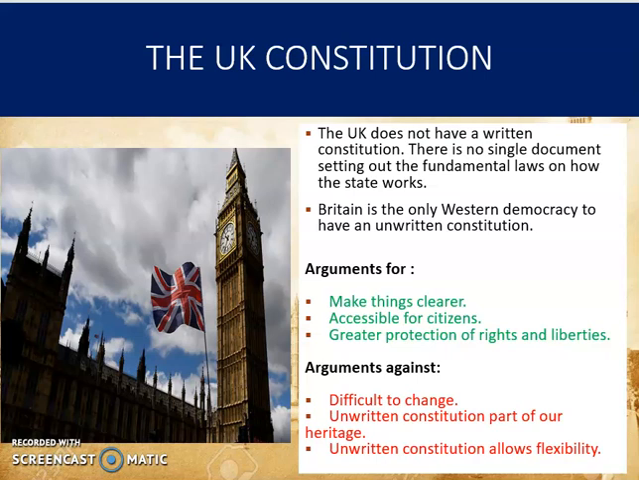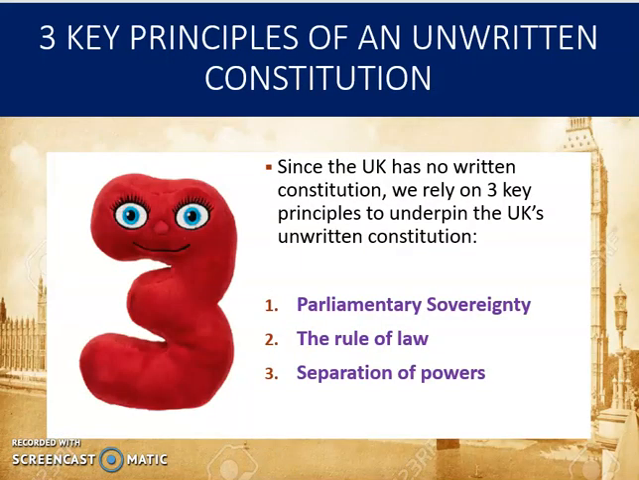But because, of course, we don't have a written constitution at the moment, there are a number of conventions or key principles which are extremely important for our unwritten constitution. So we're going to have a look at each of these: sovereignty, rule of law, and separation of powers.